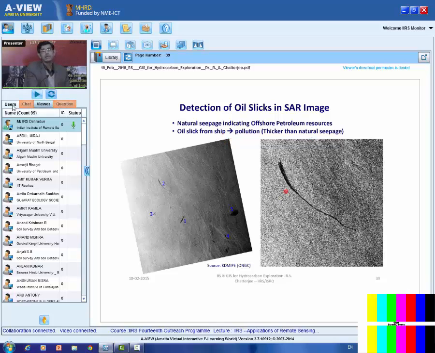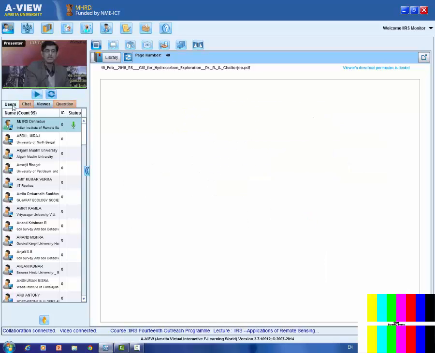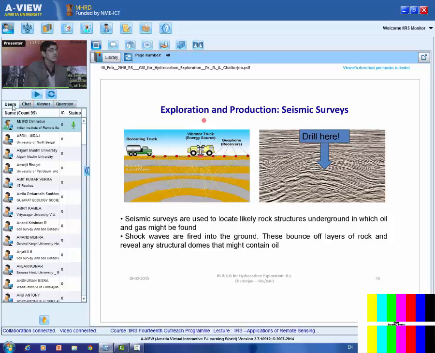But if the oil slick is a little thick, so much oil slick does not indicate that it is natural. That means it is man-made, it is artificial, coming from a ship. That basically indicates oil pollution. So an oil slick does not always mean petroleum exploration potential. In many cases, the oil slick develops from leakage from ships. So we need to be a little careful.